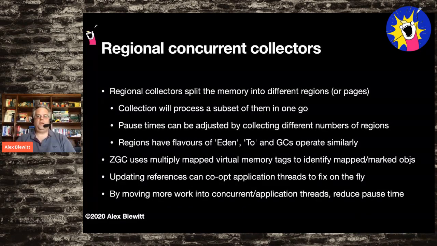Most collectors that you have will have some form of being able to split apart the heap in a particular way. We've talked about the young and old direction, but you can also have regional collectors. And regional collectors split the memory into different regions or pages depending on which garbage collector that you're talking about. What will happen is that the JVM will decide to process a subset of those regions or pages to clean up the most amount of space appropriately.